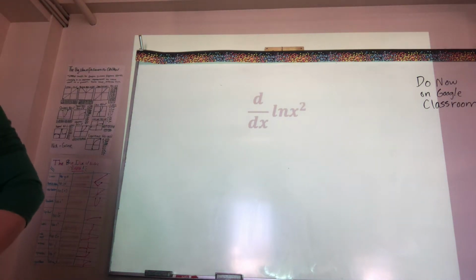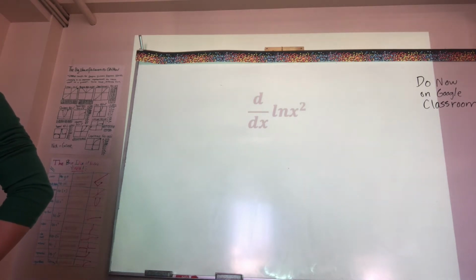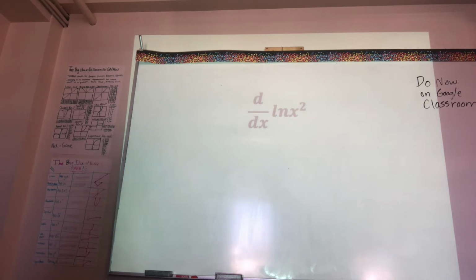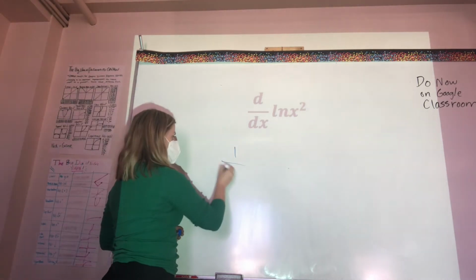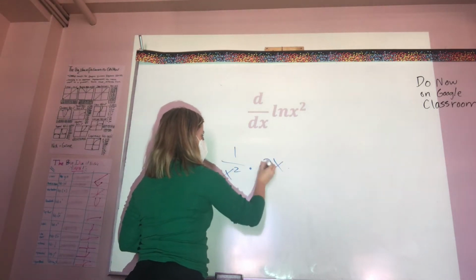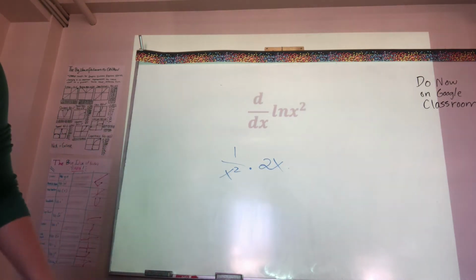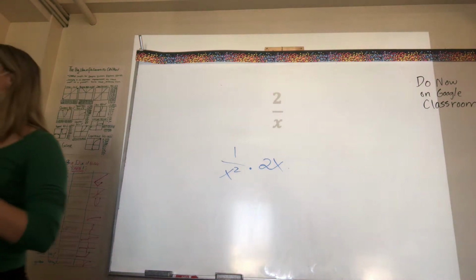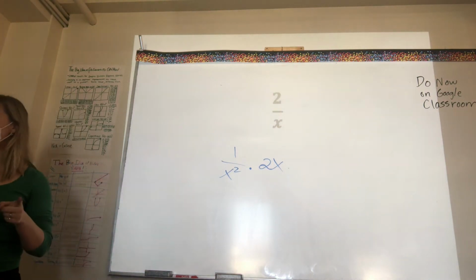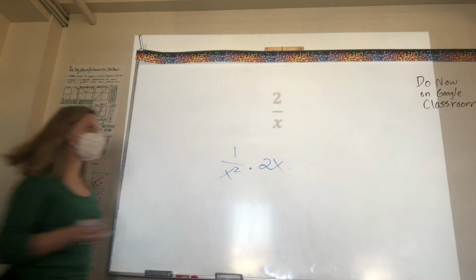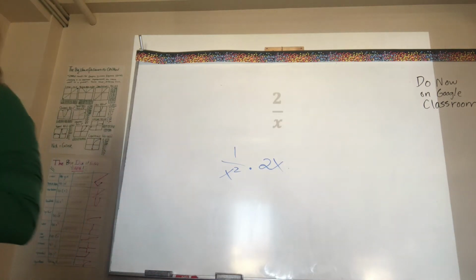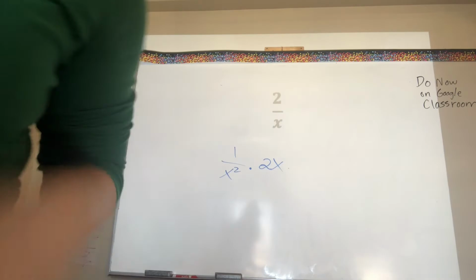Just think in your head, 1 over u du. Think through it. 1 over x squared times 2x, which is 2 over x. Make sense? We could also rewrite this using another approach.